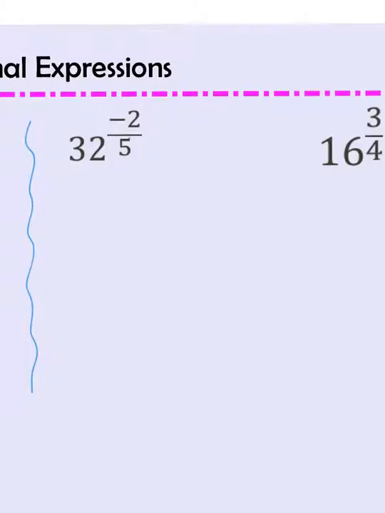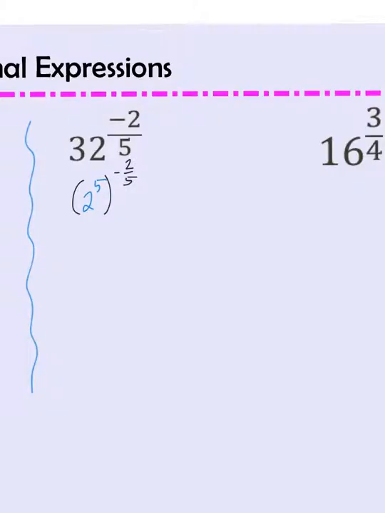Okay, so prime factor 32. 32 has a bunch of 2's in it. It is 2 to the 5th. If you don't believe me, prime factor it out. So then I'm going to raise that to the negative 2/5.